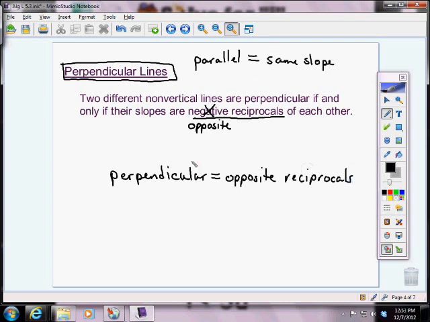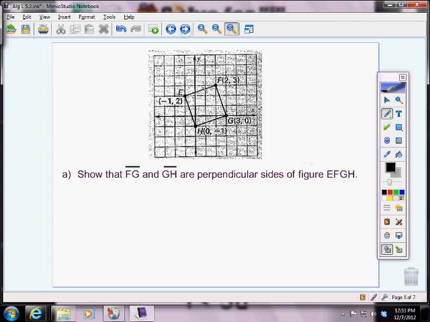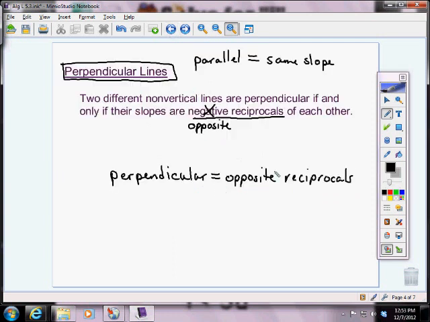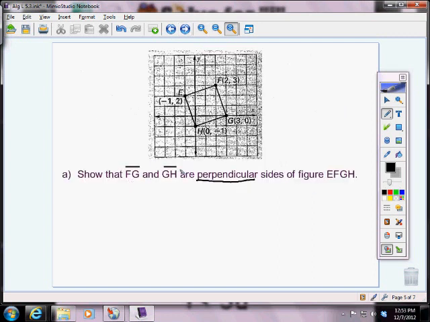Parallel lines, exact same slope. Perpendicular lines, opposite reciprocals. Now if you look at this picture, we have a square here, and it says to show that FG and GH are perpendicular sides of the figure EFGH. To show they are perpendicular, we need to show that their slopes are opposite reciprocals. So let's start with FG.